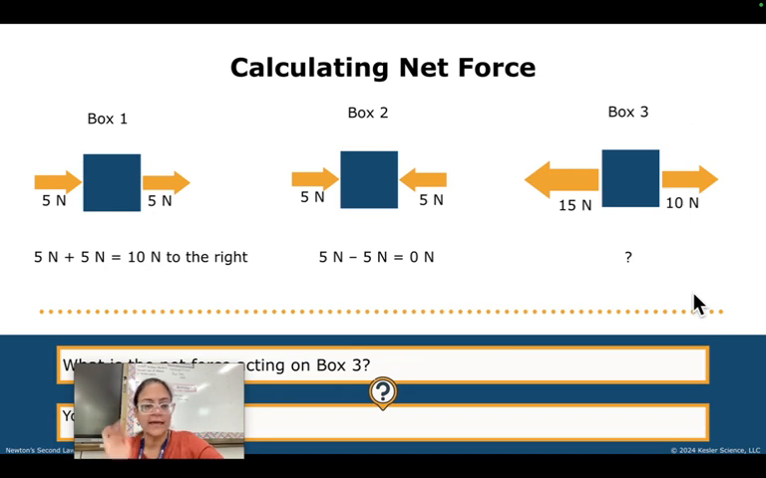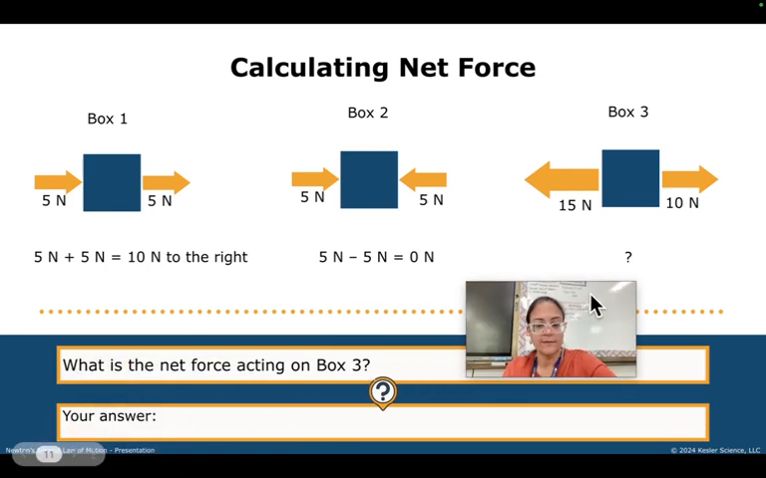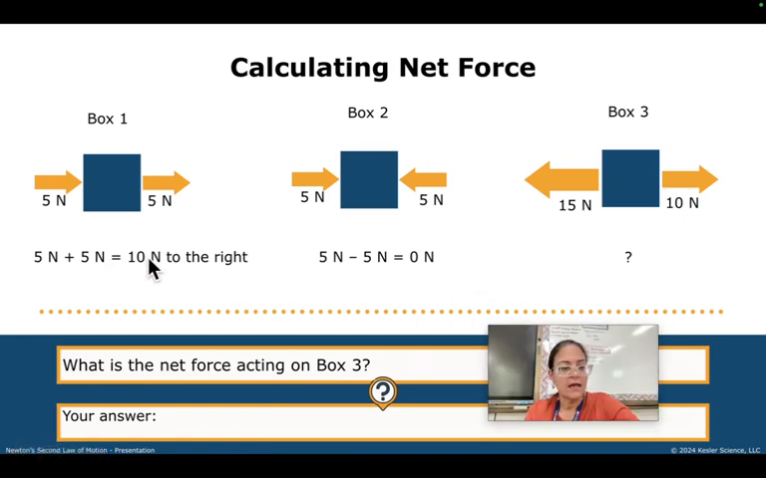Okay, so again, we've covered this. This will definitely be a review. We've done this a lot. Here on this one, they're moving in the same direction. So we add them together: 5 newtons to the right plus 5 newtons to the right equals 10 newtons to the right. Remember, when we talk about net force, you always need a number, a label, and a direction. So 10 is our number, newtons is our label, and to the right is our direction.